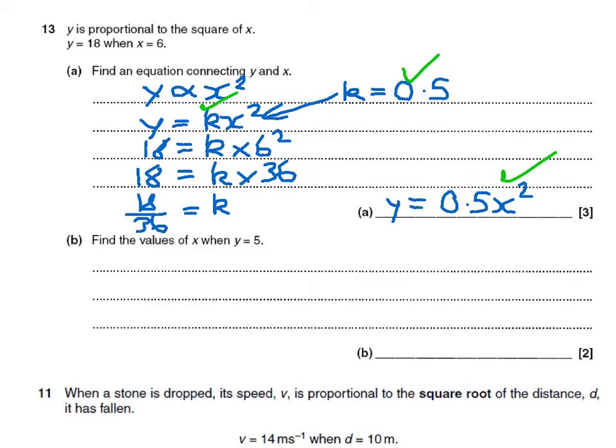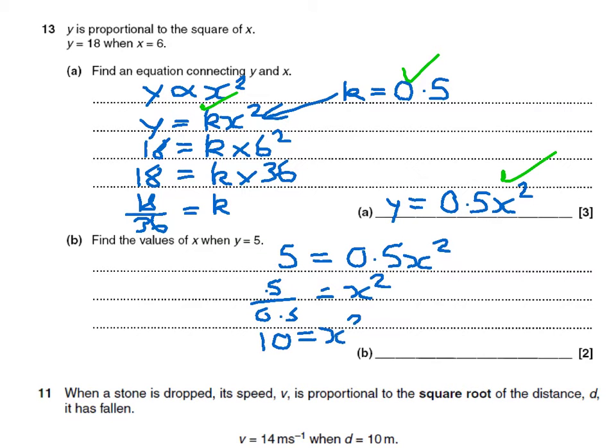Find the values of x when y equals 5, so I'm just going to change y to 5 in my formula. 5 equals 0.5x squared. Need to get rid of the 0.5, so I'm going to divide both sides by 0.5. Five divided by 0.5, it's like saying how many 0.5s go into 5. Well, that's 10. So 10 equals x squared. So x must equal the square root of 10.